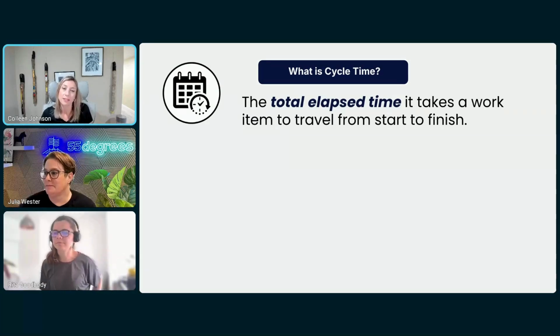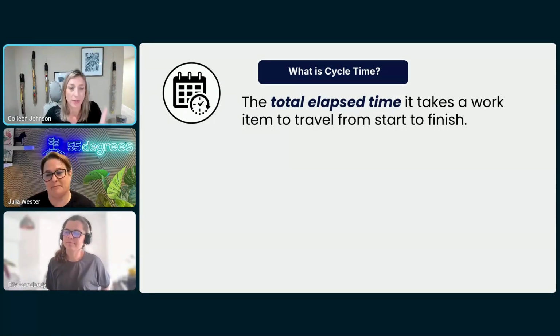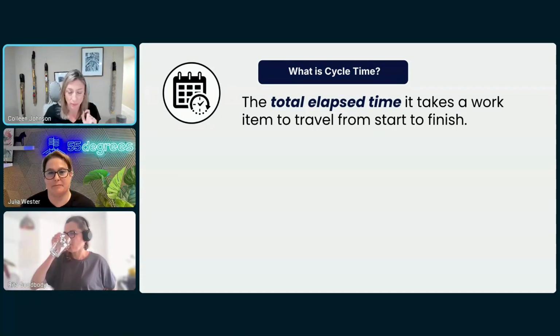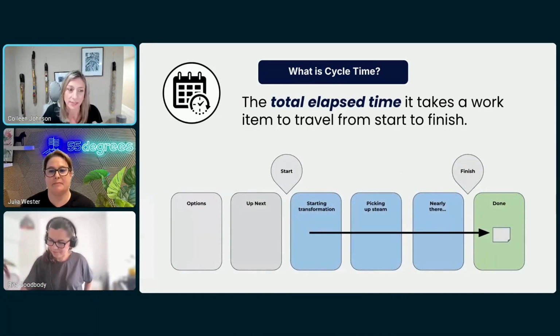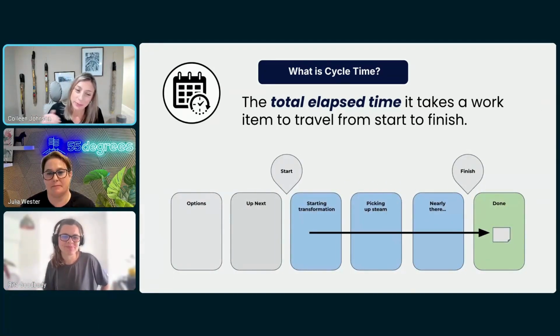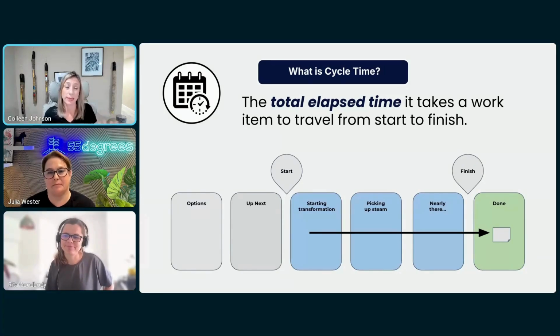Cycle time helps us understand how long it takes for us to complete one individual item. And so we're using cycle time, which is the total elapsed time it takes from when a work item moves from start to finish. You'll see we keep coming back to start and finish points. We'll talk about that here in a minute, but it's really important that we have a really clear starting point so that we can determine when the clock starts, and a really clear finish point in our workflow so we know when the clock stops.